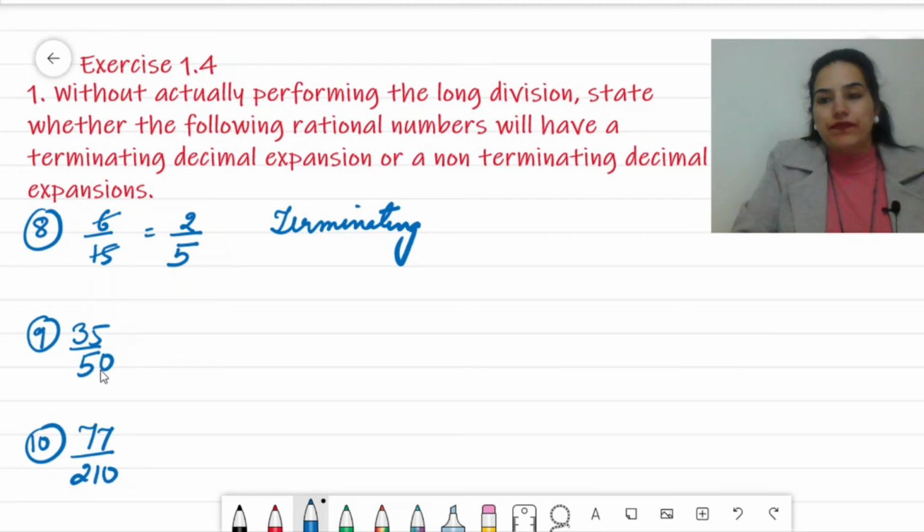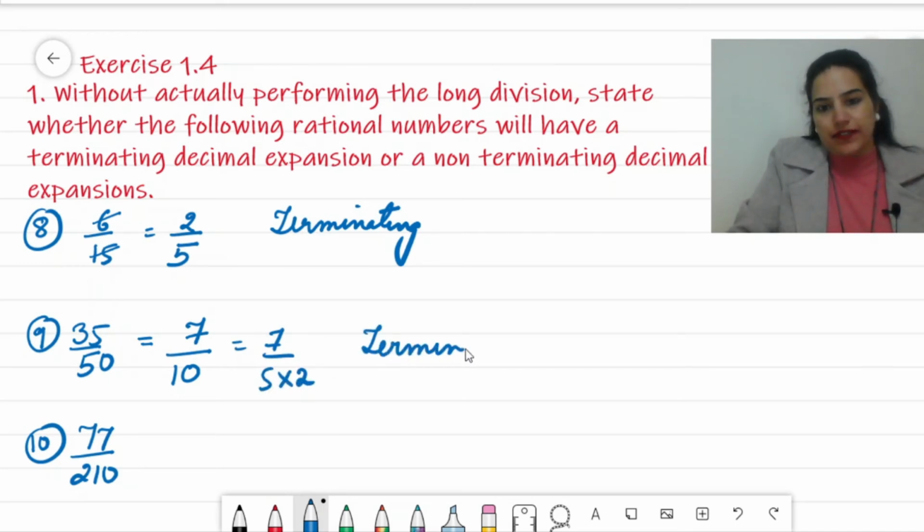Then 35 by 50, I can again see that I can reduce it further. I'll reduce it by 5, I'll get 7 by 10. Again, denominator has only 5 and 2. So this one is also a terminating decimal expansion.